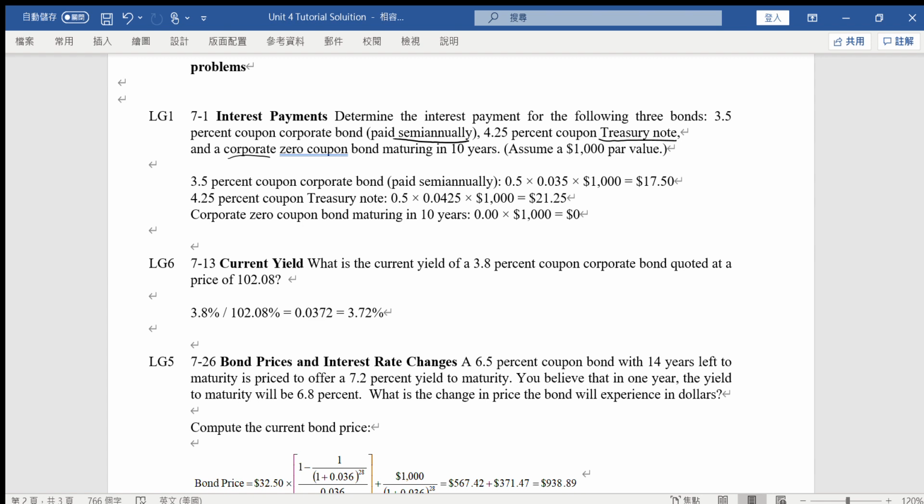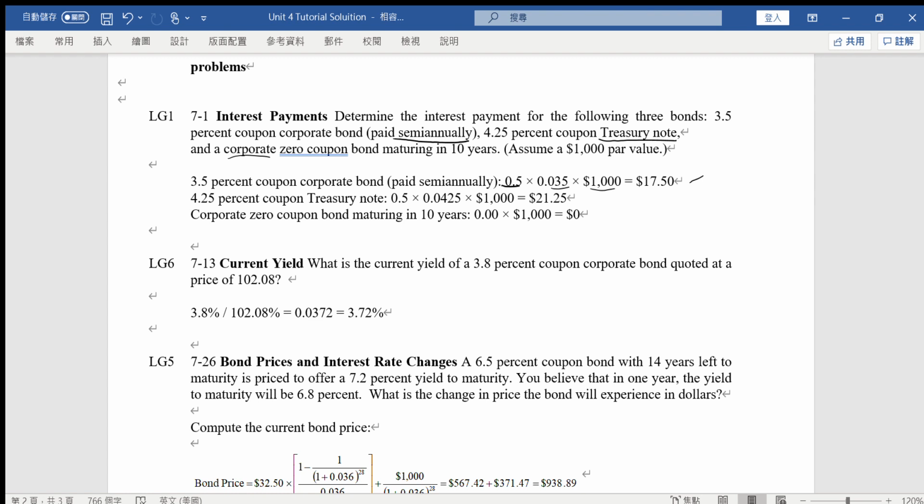The first one, a 3.5% coupon corporate bond, and that was semi-annual. That's why you need to calculate each payment for half a year, so that stands for half a year, and then the concerning percentage is 3.5%, and the par value, that's why that will be $17.5.